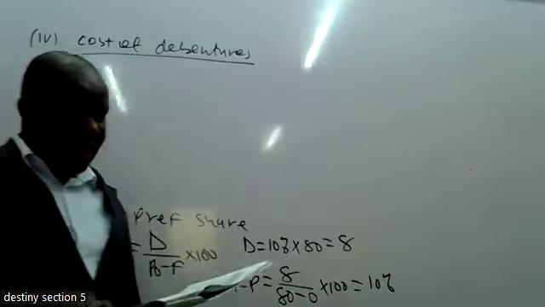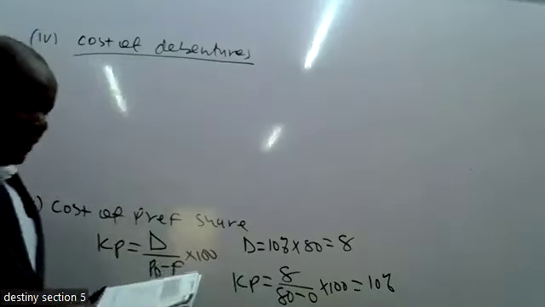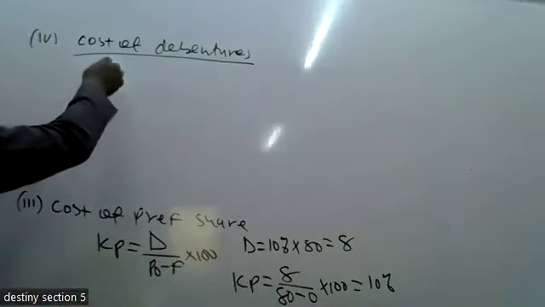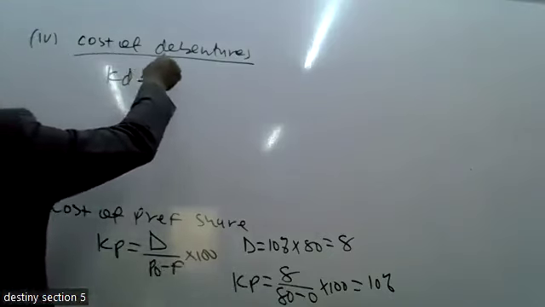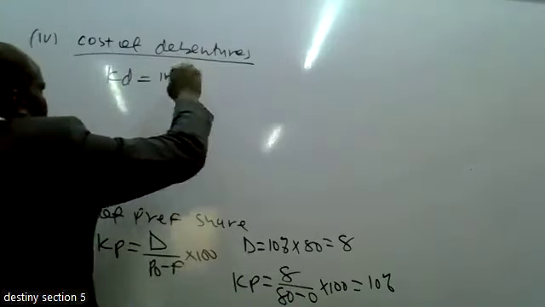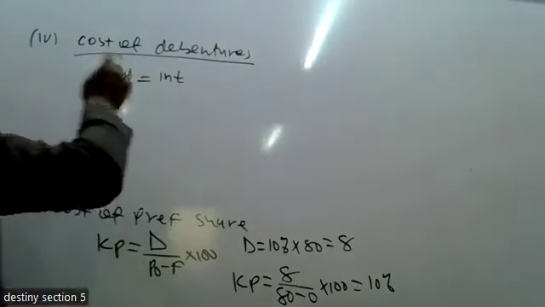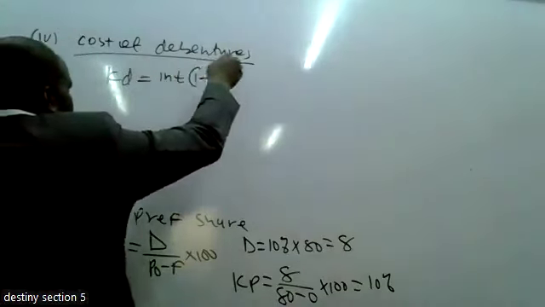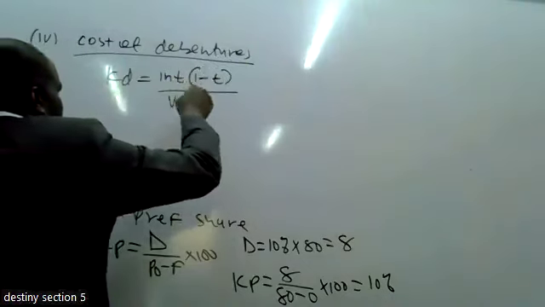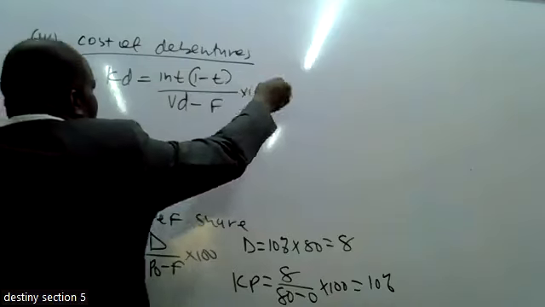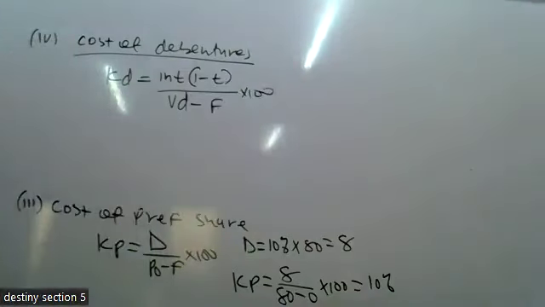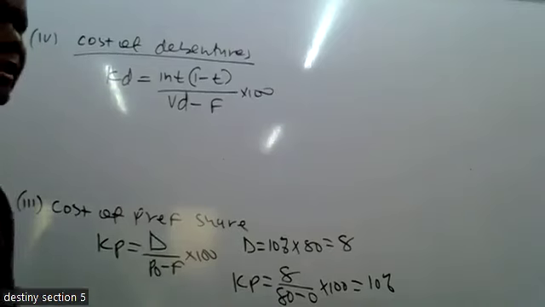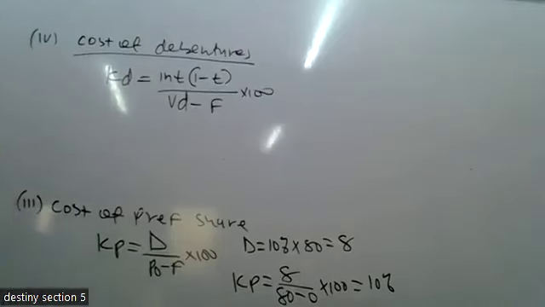So those debentures are irredeemable. So when the debenture is irredeemable, we say that KD will be given by interest, then you remember 1 minus tax, divided by the current value of the debenture, from which you subtract the flotation cost. Then you express it as a percentage. You simply get the interest, then 1 minus the corporate tax, divided by the current value for the debenture less the flotation cost.